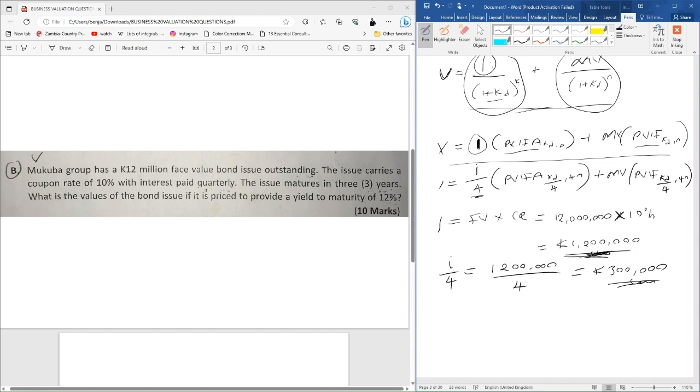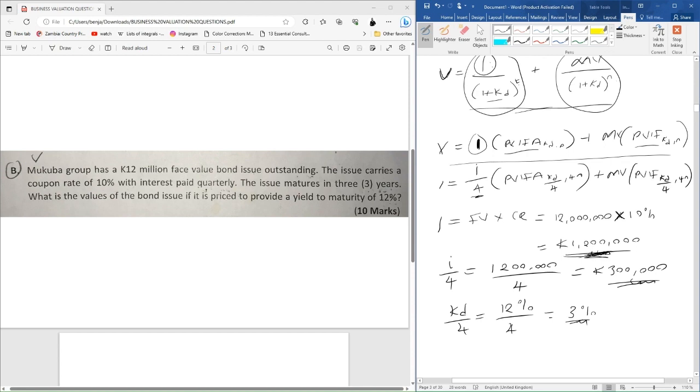So we found what our coupon is to be paid quarterly. Then what else do we need to find? We found our I divided by 4. Now we also need to find our KD divided by 4, our cost of debt divided by 4. So KD divided by 4 is simply 12% divided by 4. So 12% divided by 4 will give us 3%.